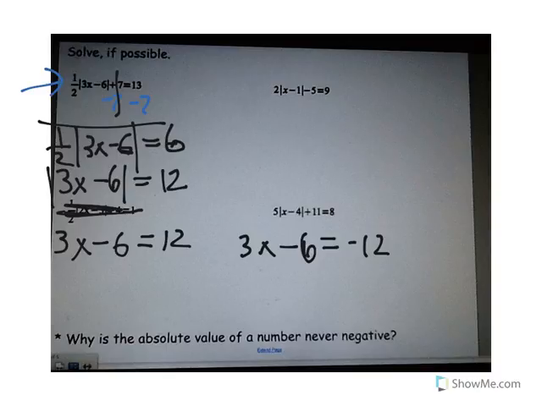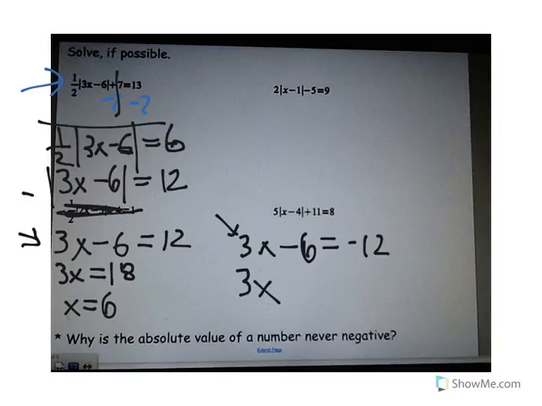Add 6 to both sides for each of them. So I'm going to do this one first. Add 6 to both sides. And when I do that, I end up with 3x is equal to 18. Divide both sides by 3. X is going to be equal to 6. For this one here, I'm going to add 6 to both sides. I end up with 3x is equal to negative 6. And when I go ahead and do that, then I end up with x is equal to negative 2.